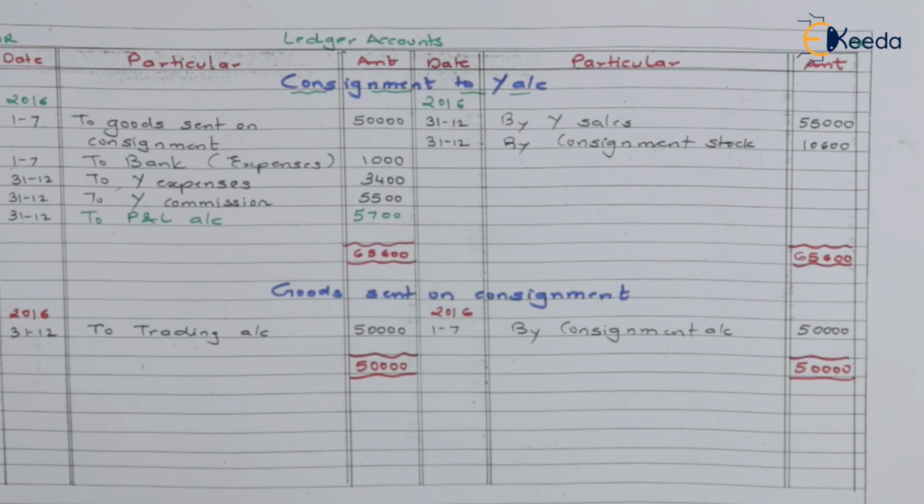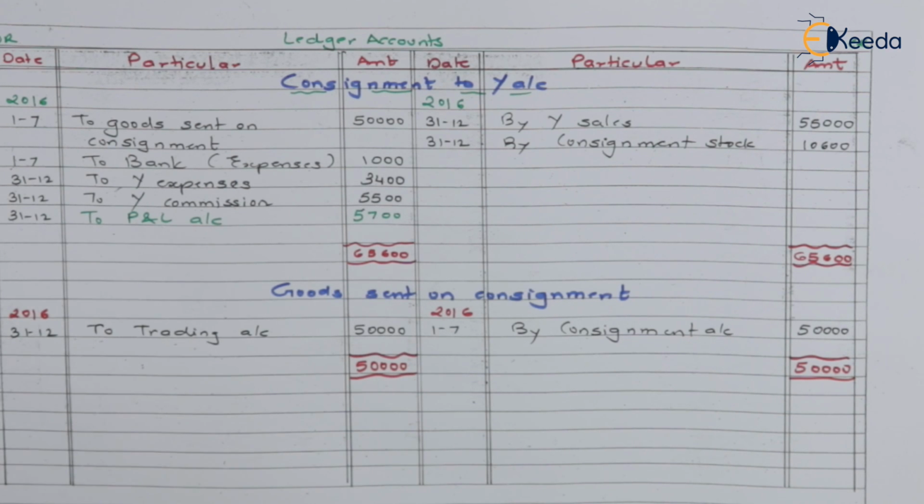Now this account will be settled here, and that will be the closing entry that is required in the previous journal entry sheet. If you remember the entry that was passed, that is consignment to Y account debit to goods sent on consignment. So on the credit side of the goods sent on consignment account, it will be mentioned as by consignment to Y account 50,000, and this will be moved to the trading account, which is the balance that will be transferred. So the balance here is 50,000 and that will be moved to the trading account.